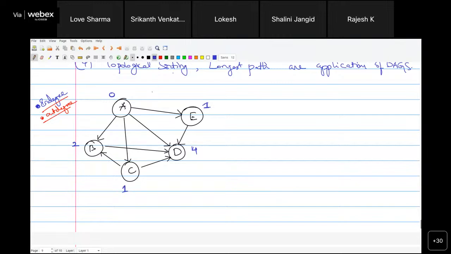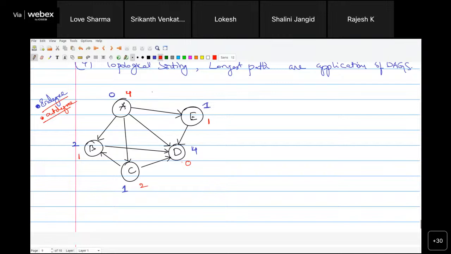Now let us do the out degree part. Out degree of A is 4. Out degree of E is 1. Out degree of B is 1. Out degree of C is 2. And out degree of D is 0. Correct?